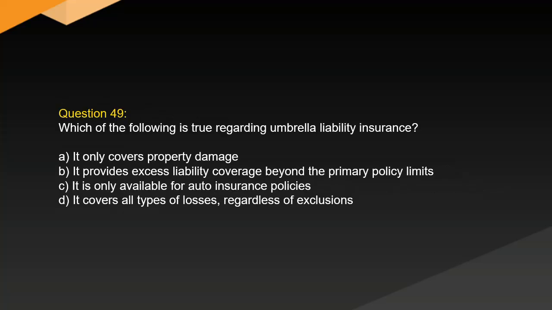Question 49. Which of the following is true regarding umbrella liability insurance? A. It only covers property damage. B. It provides excess liability coverage beyond the primary policy limits. C. It is only available for auto insurance policies. D. It covers all types of losses regardless of exclusions.